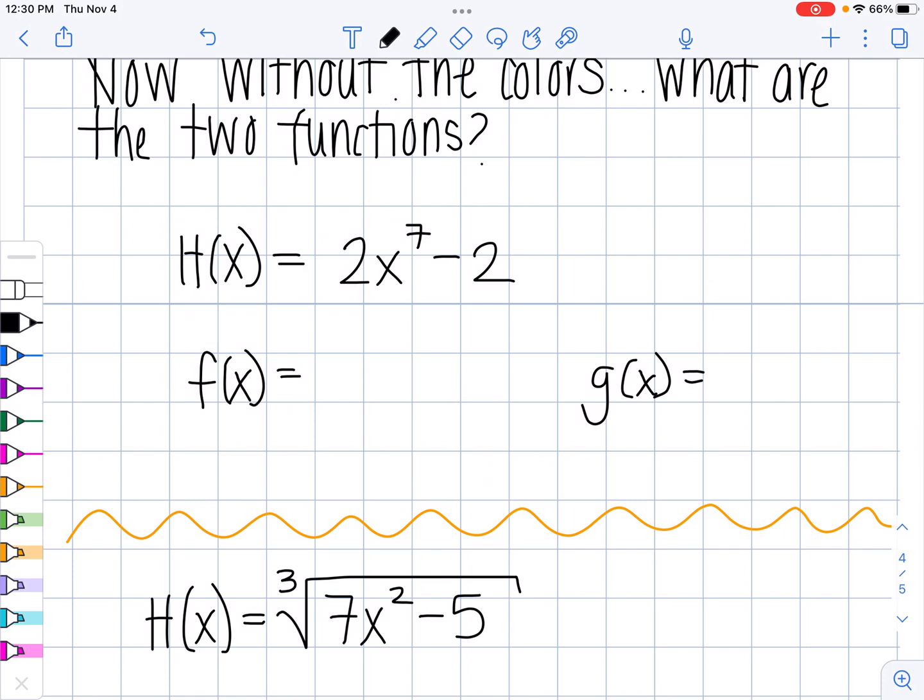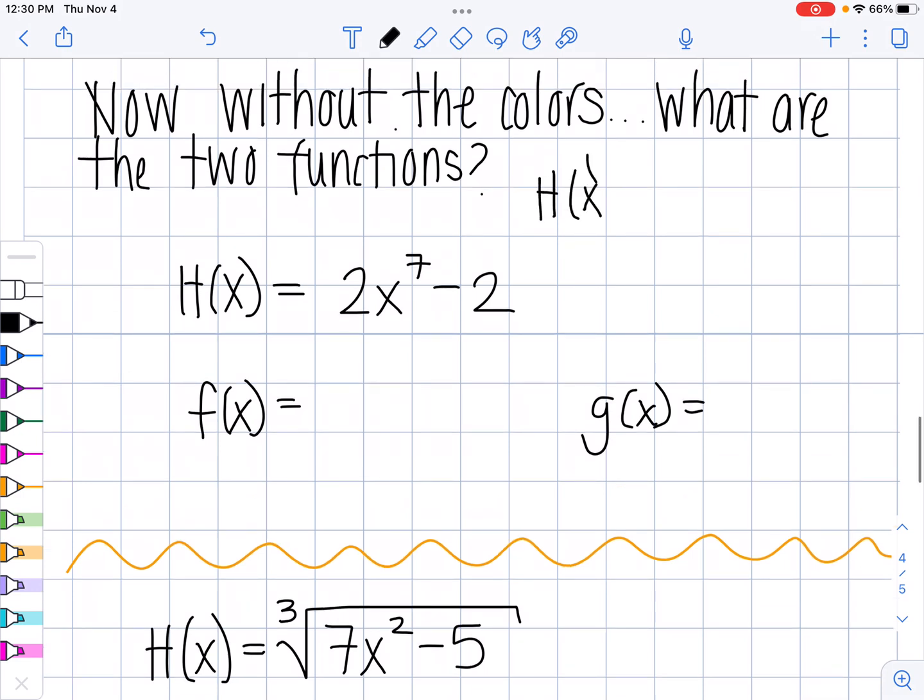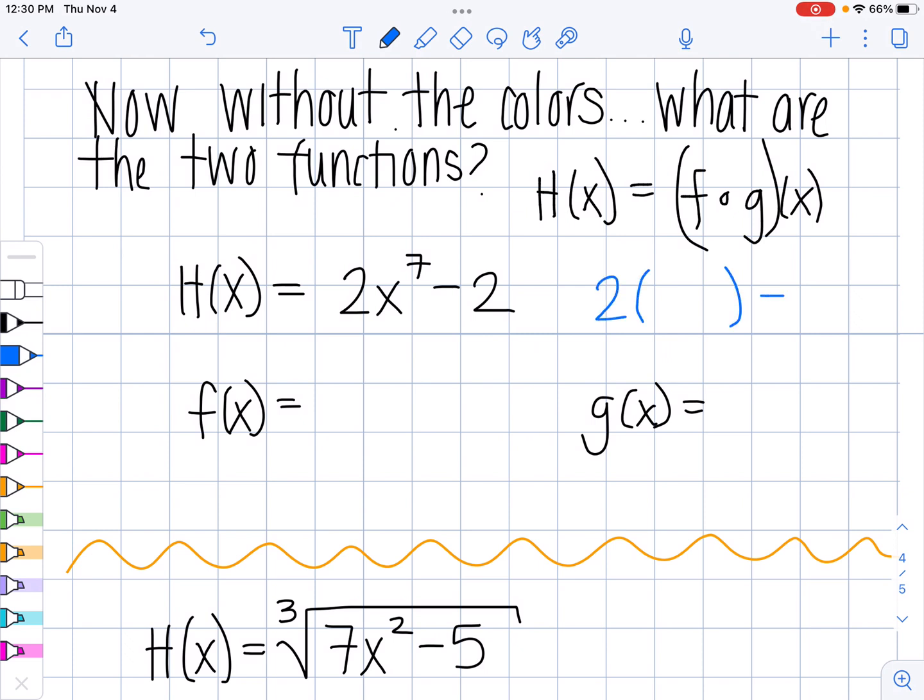Same process, same concept. We know that h of x is equal to f of g of x. So the g is what I'm plugging in, and I'm plugging it into my function f. So write out your skeleton. This is how I would do it. 2 times, I plugged obviously something in here, minus 2. So what did I plug in? I plugged in x to the 7th into my function 2 times x minus 2. Because remember, wherever you have this, your skeleton becomes an x.